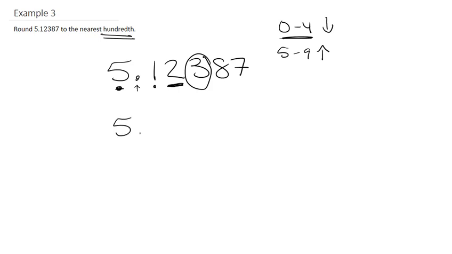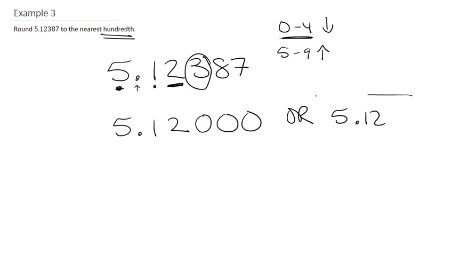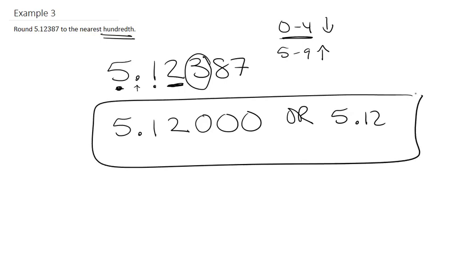So we go 5.12, and then we can add those 3 zeros, or we could just write it as 5.12. Either one is correct. Now let's go over another example.